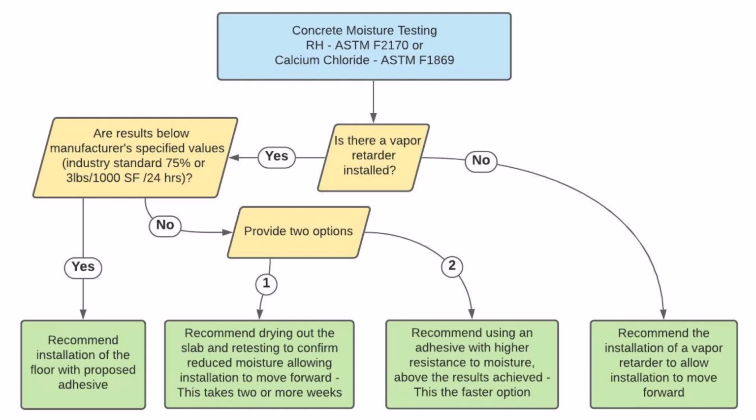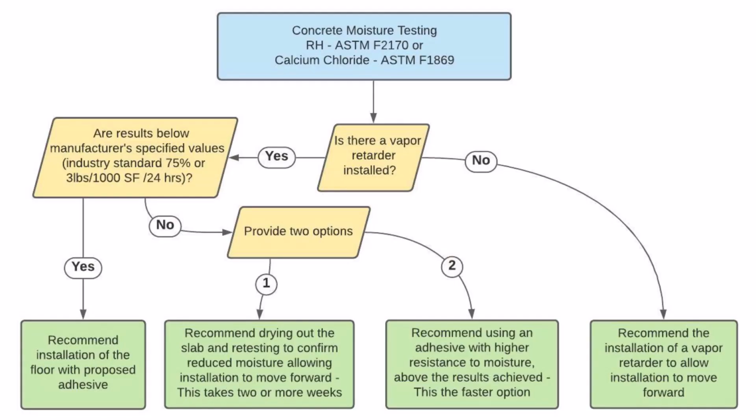The matrix itself is relative to primarily ASTM F2170 or ASTM F1869. ASTM F2170 is testing the relative humidity of air within a concrete slab using a relative humidity sensor or a hygrometer sensor. The calcium chloride test, ASTM F1869, is the measurement of moisture emitting from the surface of the slab. And as we do those tests, we find that we can either pass or fail them. I'm going to talk about the F2170, the relative humidity test. It's the most common and easiest, essentially, to do now.